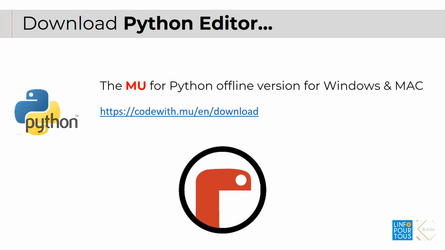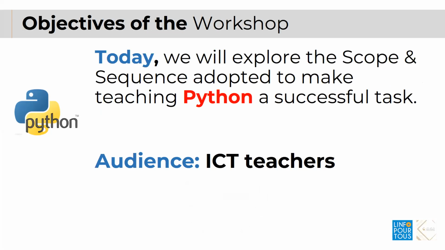And also you have the link for Mu: mu.mu/en/download. Me personally, I prefer Mu since it's light. It's quickly downloadable from the internet, and the interface is simpler than PyCharm. Knowing that you can use PyCharm, it's one of the best. But for your students, you can advise them to use Mu, the offline version for Windows and for Mac.